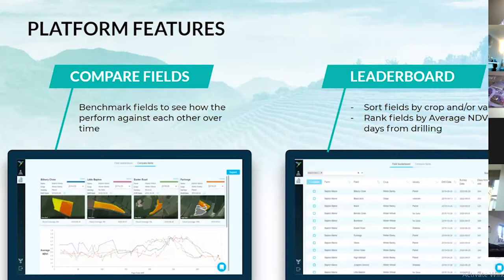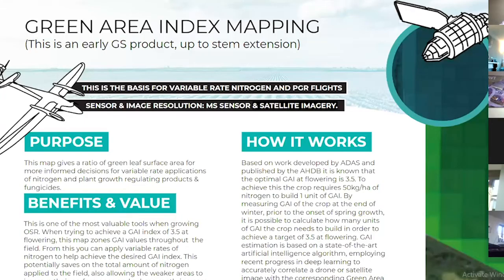Green area and variable rate nitrogen application plans. What we've done here at Hummingbird is we've taken the science that was derived from us looking at the optimal canopy index that's needed at flowering, yield potentials. And it all works out the amount of nitrogen needed, kilograms per hectare, to build green area index up unit by unit.